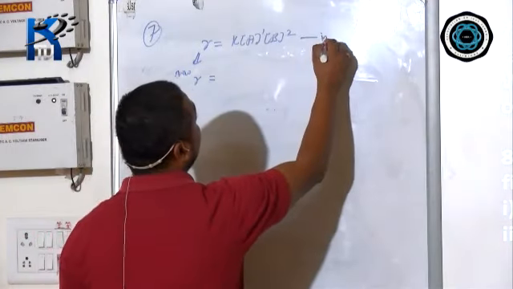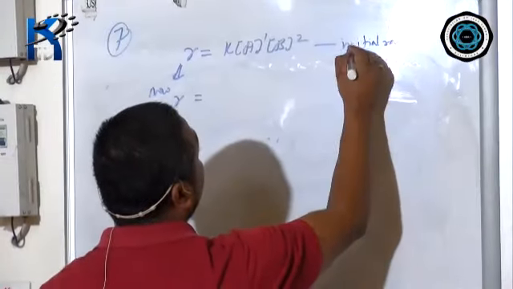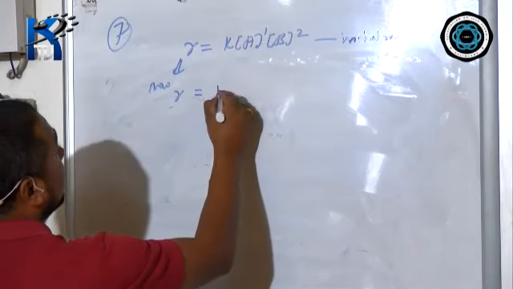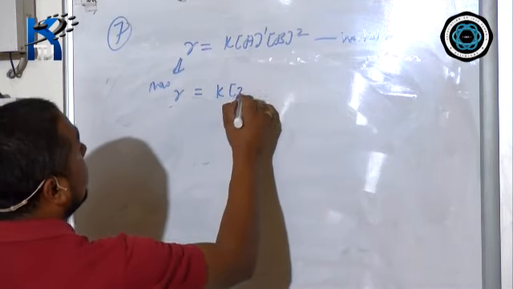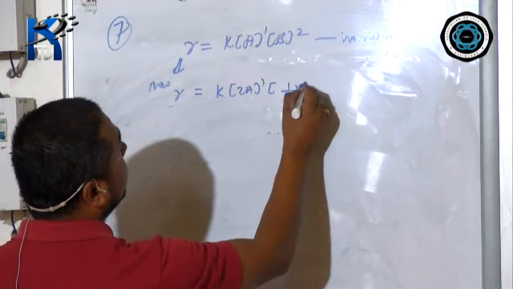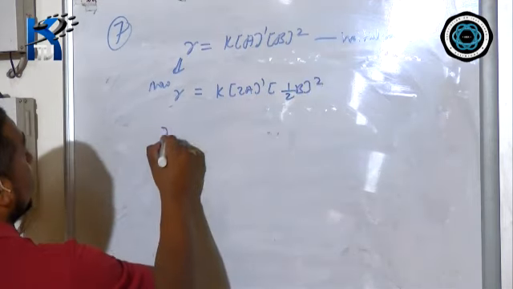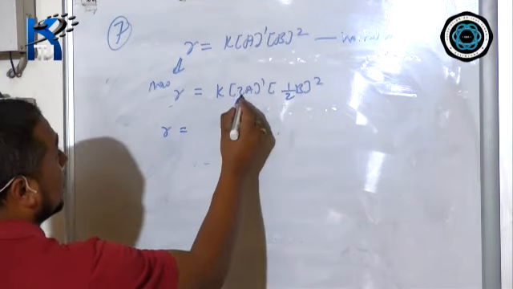Let this be the initial rate. What will be the effect on rate? Okay. Now if you see, the concentration of A is doubled. So this A will become 2A and that of B is halved. So it will become like this. Now what will be the effect on rate if you double the concentration of A and halve the concentration of B? So take the number out.